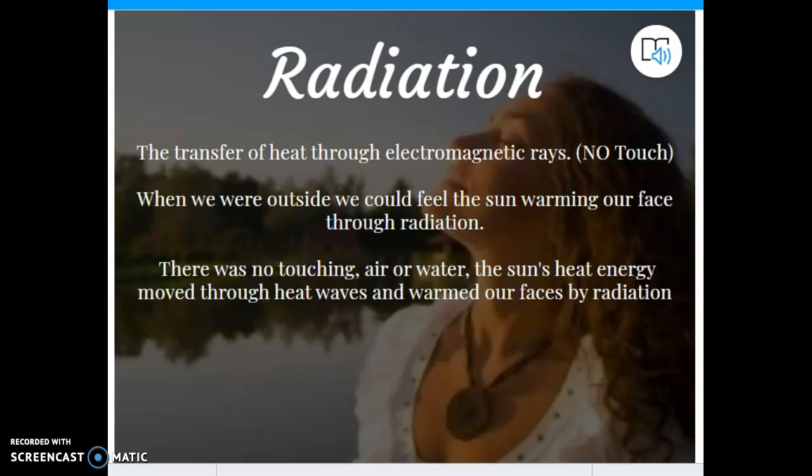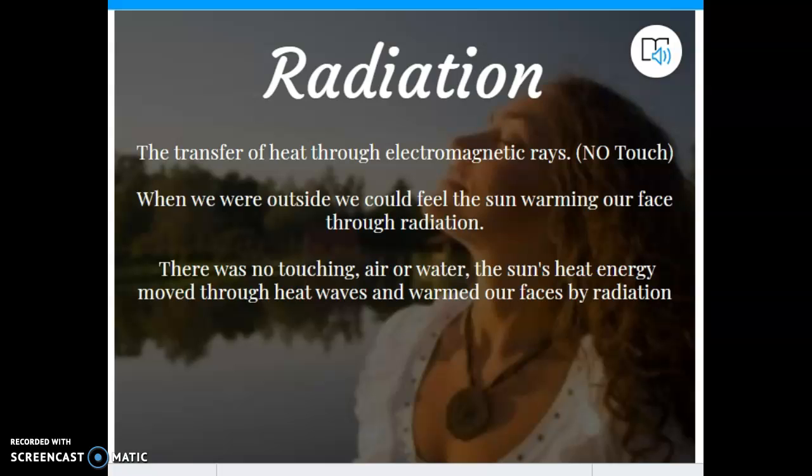Radiation. Radiation is the transfer of heat through electromagnetic rays, or heat waves. When we sat outside on the concrete in the shade with the wind blowing around us, most of us got kind of cold, but when we moved into the parking lot, we could all feel the heat of the sun warming our face and warming our bodies. And it did that not by touching us, not through the wind, not through any kind of water. It did it through something called radiation.